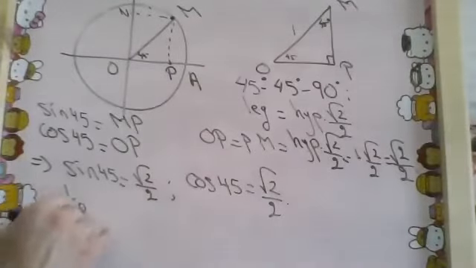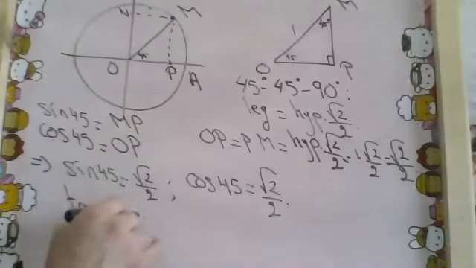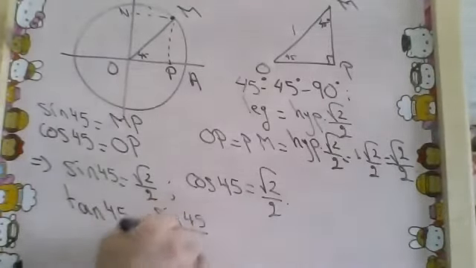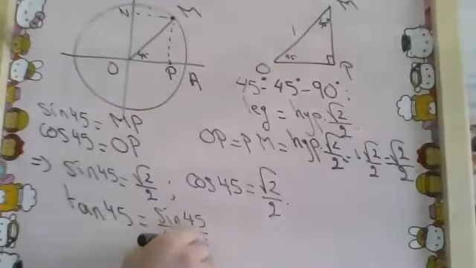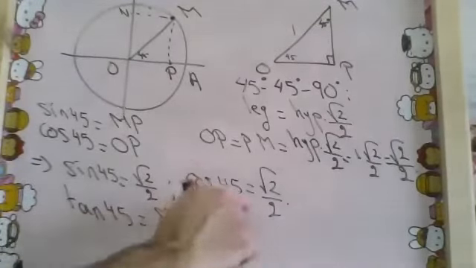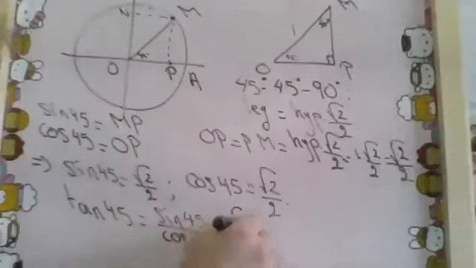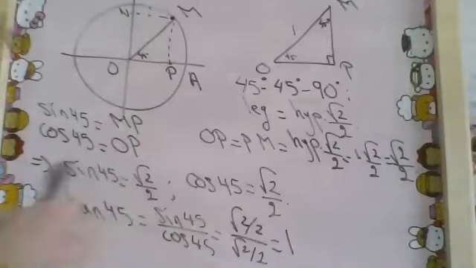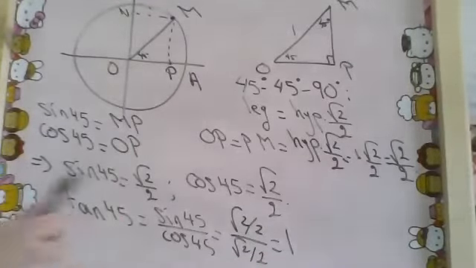Tangent 45 is equal to sine 45 over cosine 45, which is equal to radical 2 over 2 over radical 2 over 2, which is equal to 1. So tangent 45 is also equal to 1.